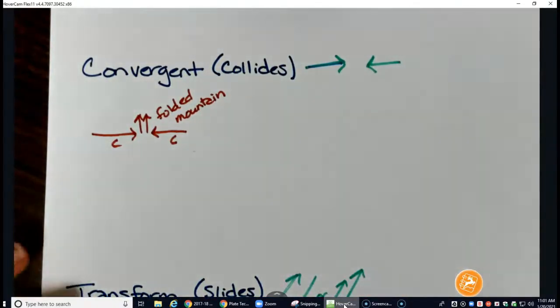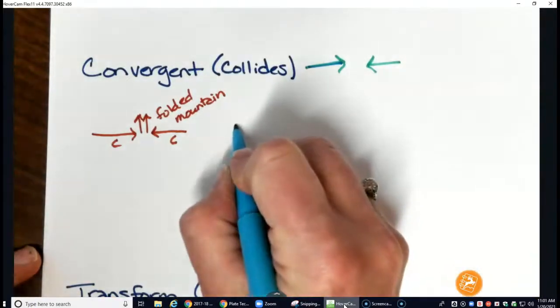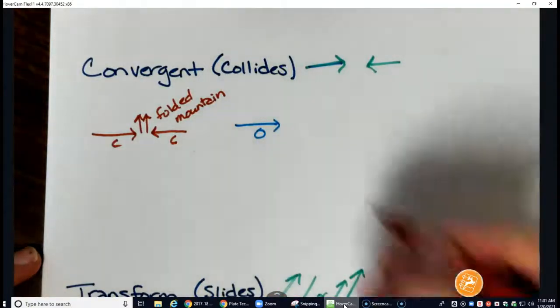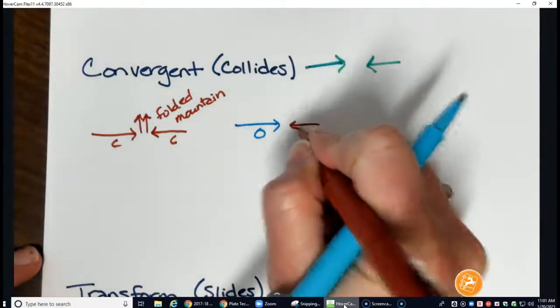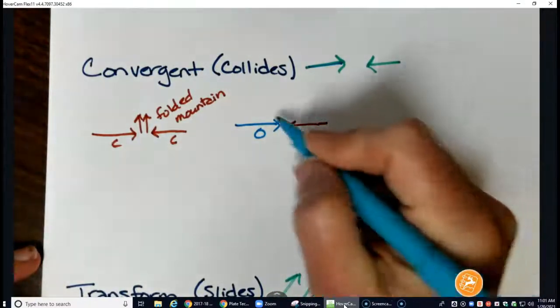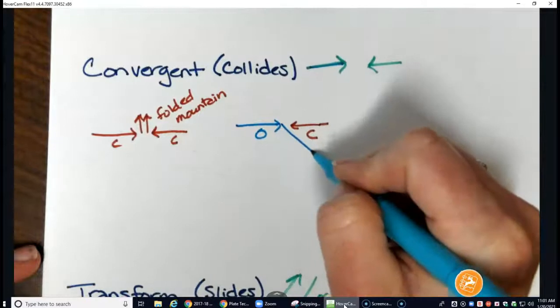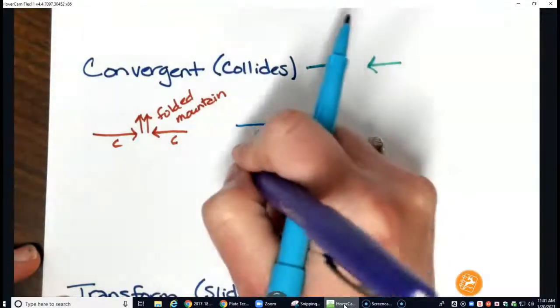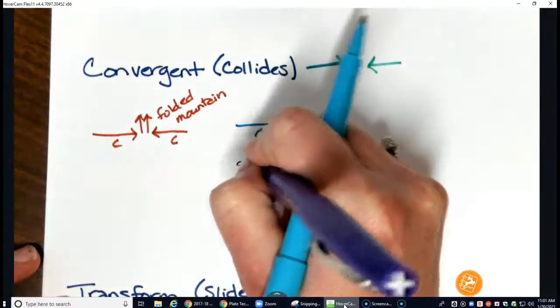Now what would happen if I have an oceanic plate colliding with a continental plate? So here's my oceanic plate, and then I have a continental plate also colliding. When this happens, the oceanic plate is more dense, causing it to sink. When it sinks, this process is called subduction. It's pushed below.